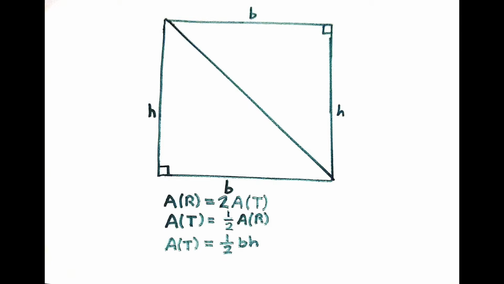So the area of the rectangle is 2 times the area of our original triangle. This means the area of our original triangle is 1/2 the area of the rectangle. The area of the rectangle is simply base times height. This implies that the area of the original triangle is just 1/2 base times height. This is interesting because it's the same as our formula for the area of the acute triangle.